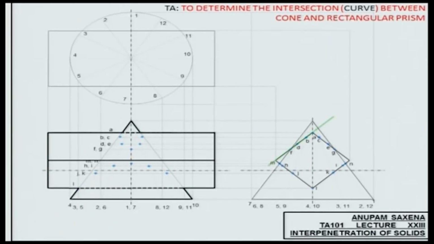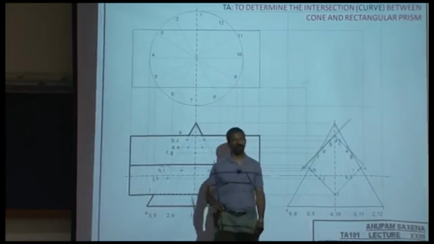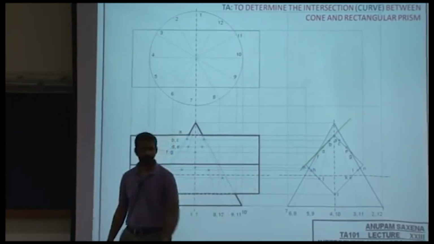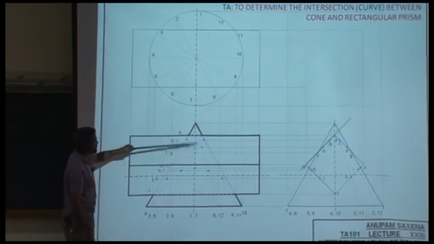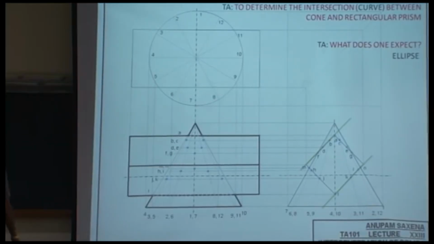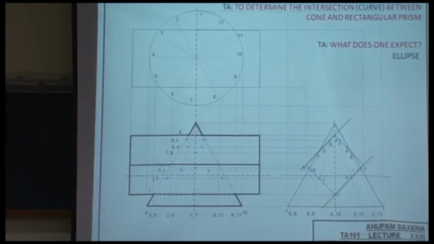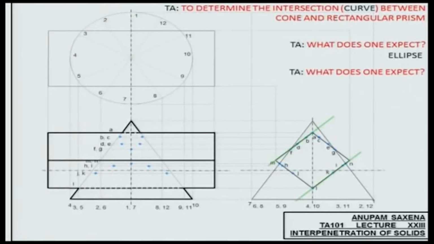Now, if you think about this plane on the prism, what would this plane give you? It would give you an ellipse. What would this plane give you? It will give you a parabola. So the top part is the elliptical part, and the bottom part is the parabolic part.